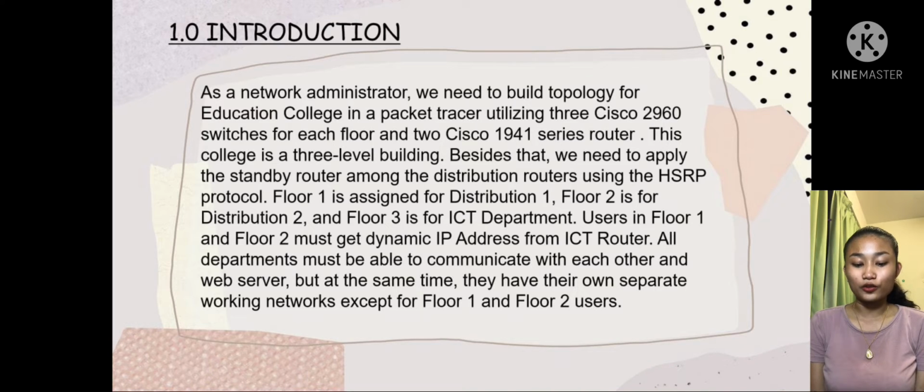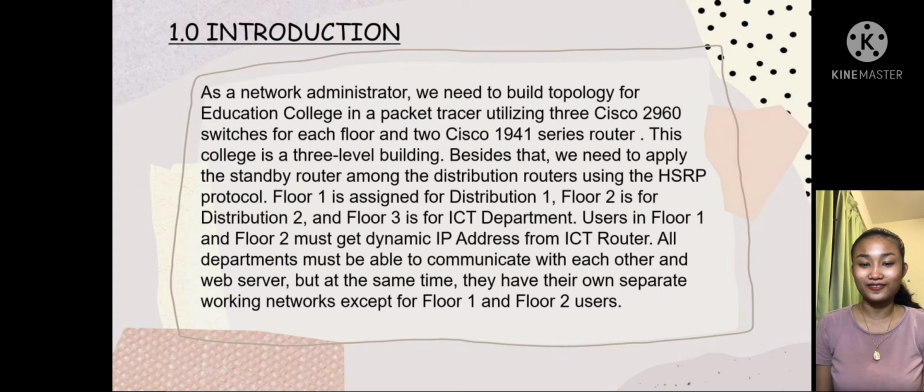Users on floor 1 and floor 2 must get a dynamic IP address from the ICT router. All departments must be able to communicate with each other and the web server, but at the same time they have their own separate working network, except floor 1 and floor 2 users.